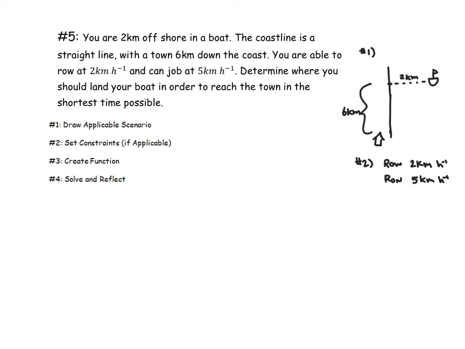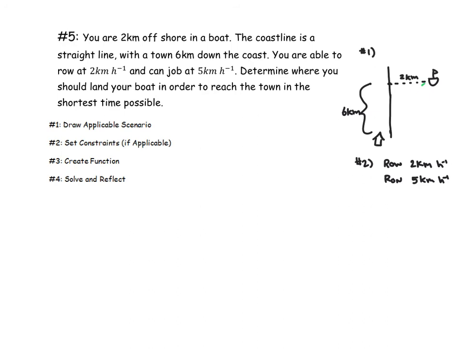Okay, so let's visualize this here. You could row, which would take you an hour to get to shore, at 2 clicks an hour. And then run or jog, which would take you an hour and 12 minutes. So 2 hours, 12 minutes, right? Or we could take a different route.